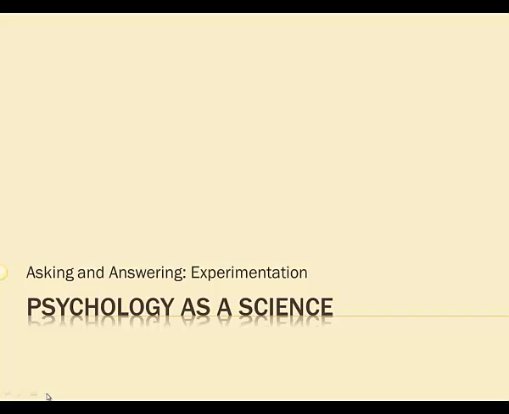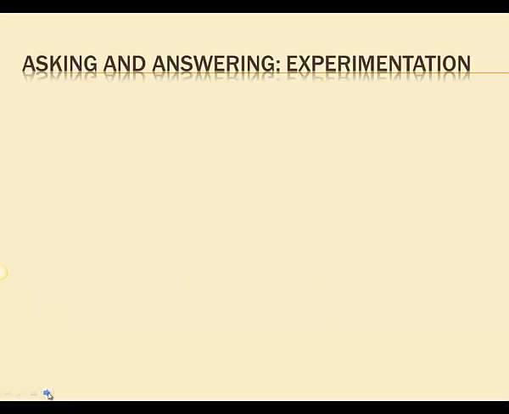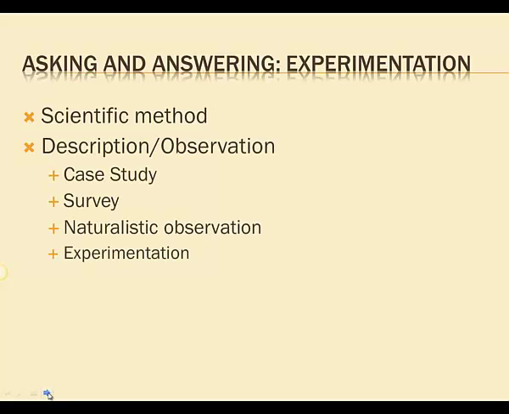For this lecture, we're going to be looking at asking and answering. Specifically, we're going to be looking at experimentation and what we do in order to conduct studies in psychology. We do have the scientific method. The scientific method is a process by which we develop hypotheses, we test hypotheses, and then we publish those results in order to have a peer-reviewed process, a rigorous understanding, and conduct quality research and have meaningful insights.